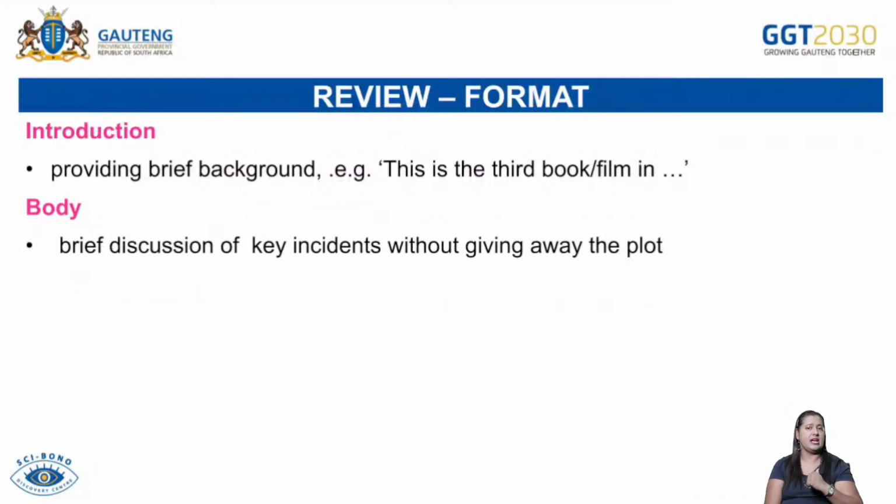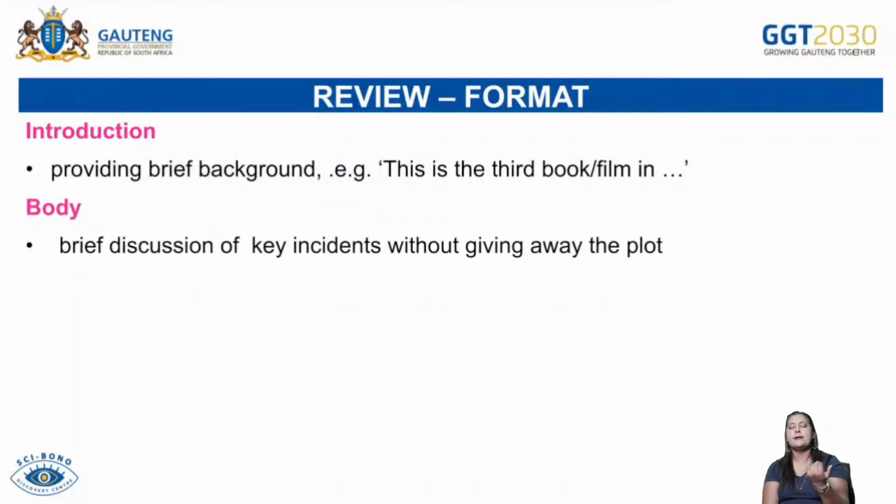Again, don't give us a plot summary here. We don't want that. You're just going to pick out important incidents that would make us want to go and read that book, okay? Because when you're reviewing something, it means that you're either going to give us a positive review or a negative review. So if it's a positive review, you're going to showcase 2 or 3 ideas that were good in the book or good in the movie that would make the person go and watch or read that book.